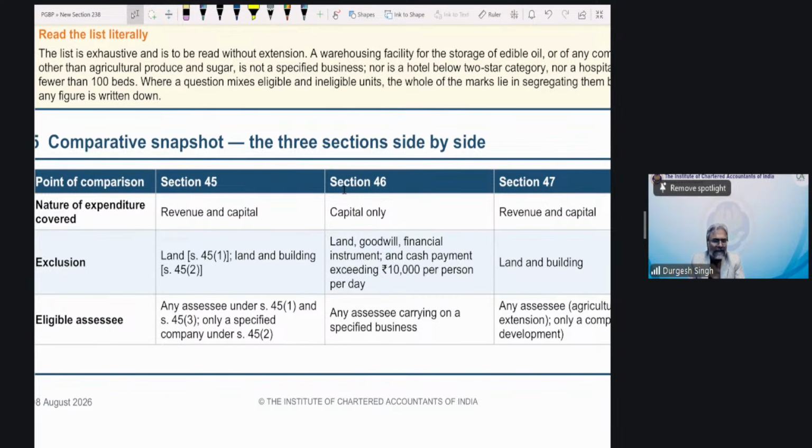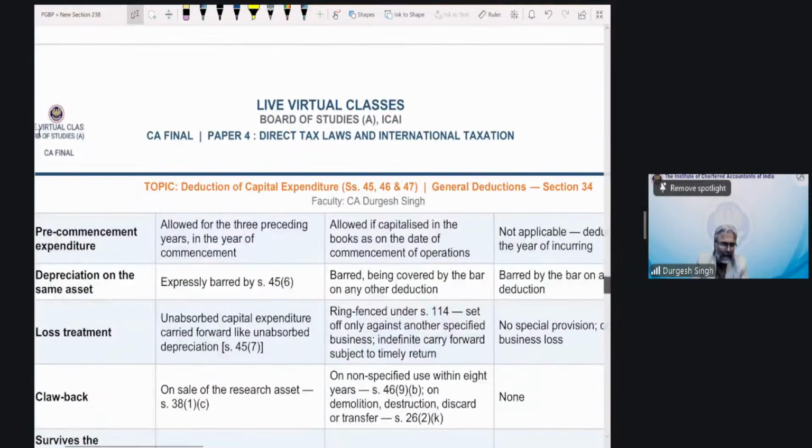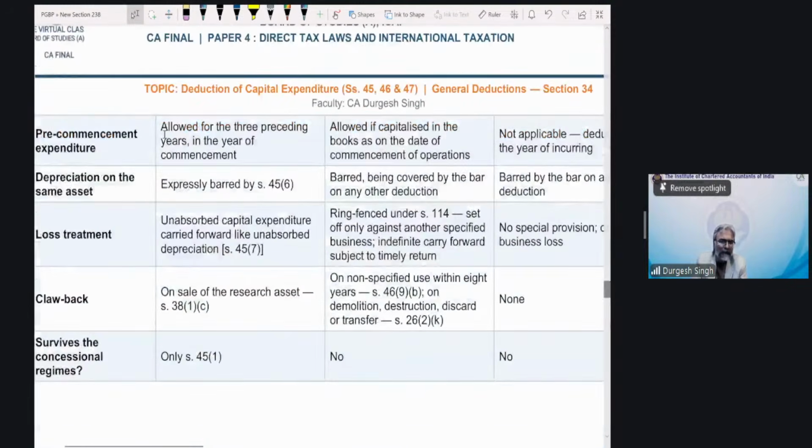Who is the eligible SSE? The SSE under 45(1) and 45(2) are those undertaking the scientific research program. And in 46, students, the SSE carrying on the specified business. The SSE who are carrying on the specified business, they are the one. Just have a look: pre-commencement expenditure. This is what I told you, students. Is there a capping under 45? Was there a capping? The answer is yes. Maximum 3 years.